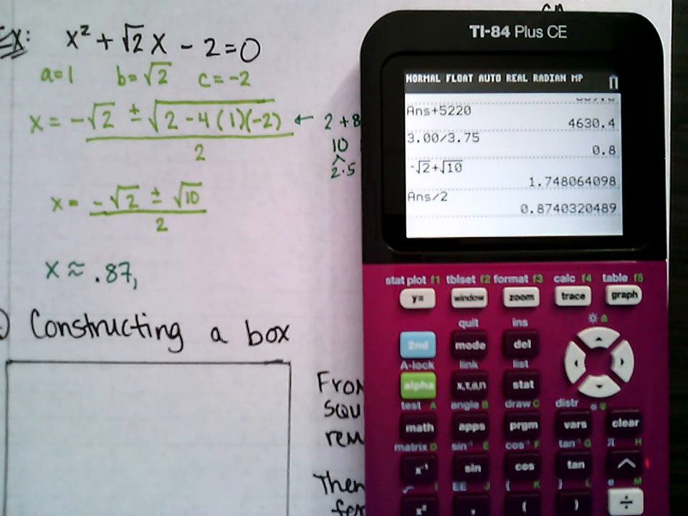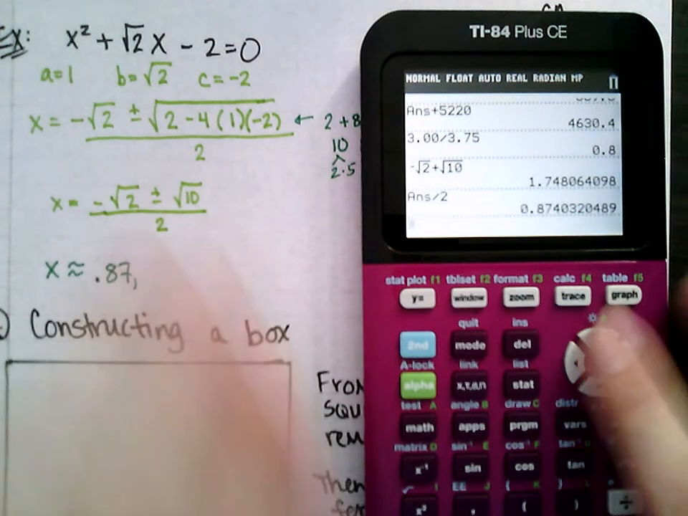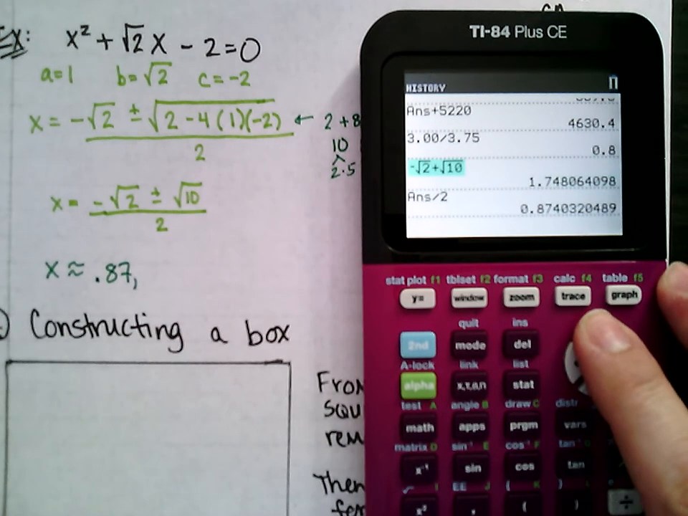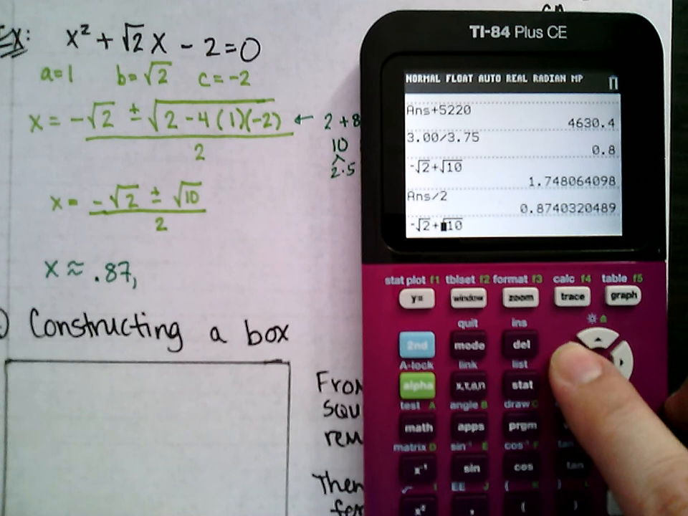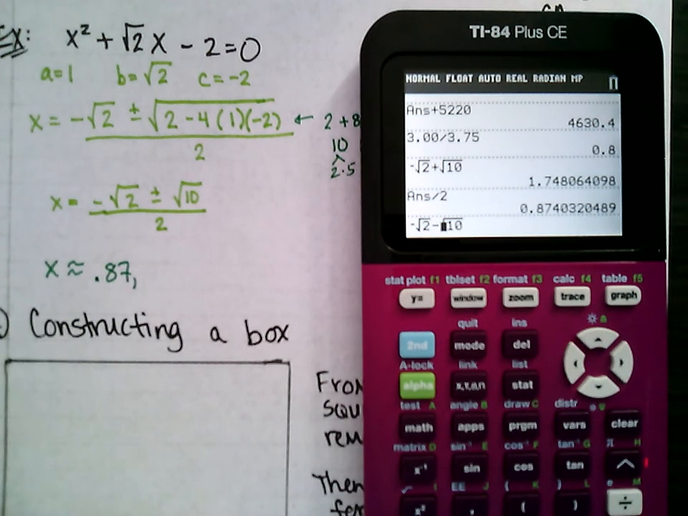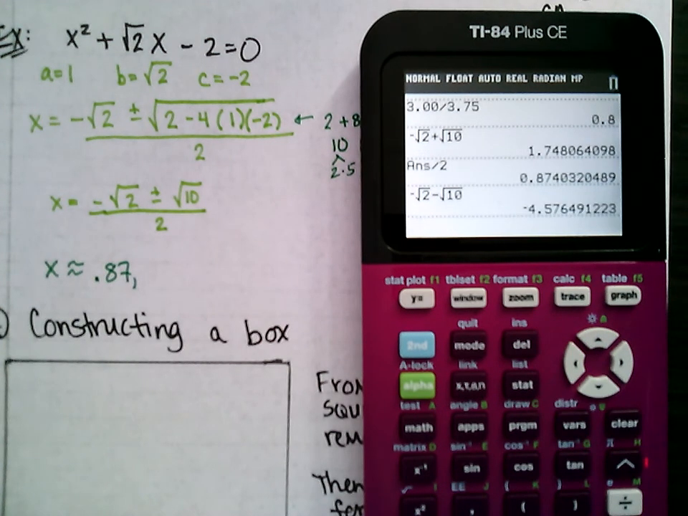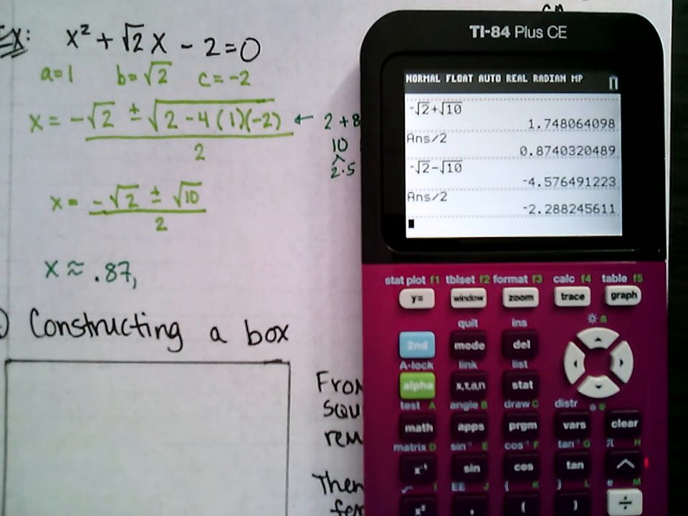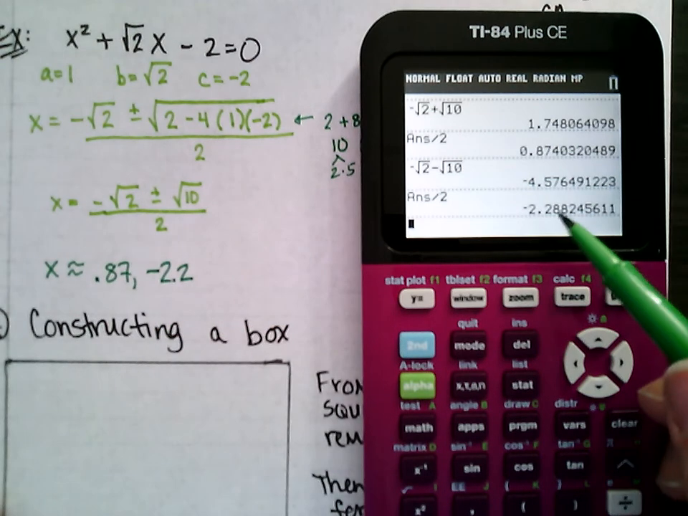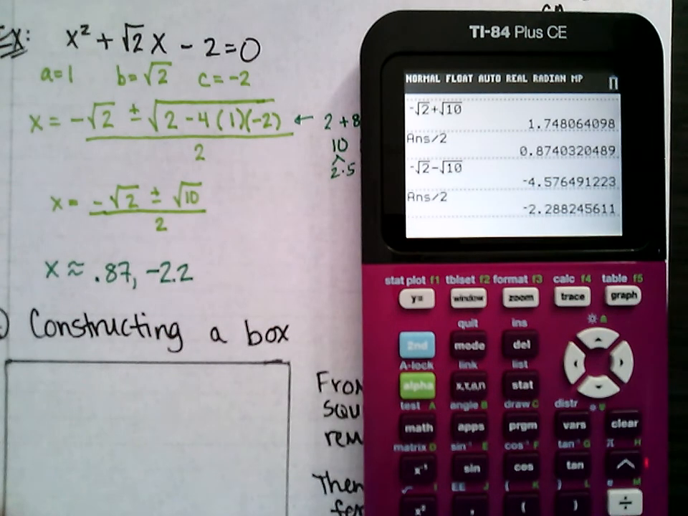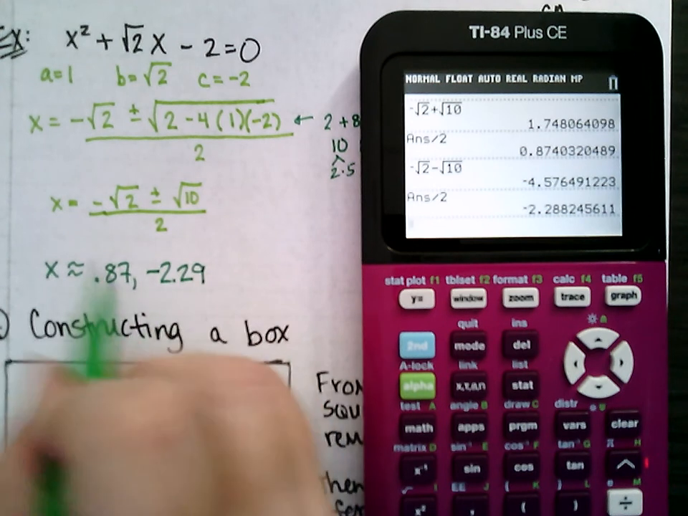And then your calculators can do this cool thing where you can go up and highlight that line and then hit enter. And then I can go over to the addition sign and change it to subtraction and hit enter again and then divide by 2. So the other value would be negative 2.2, I'm going to 2 decimal places. So look to the right, negative 2.29.